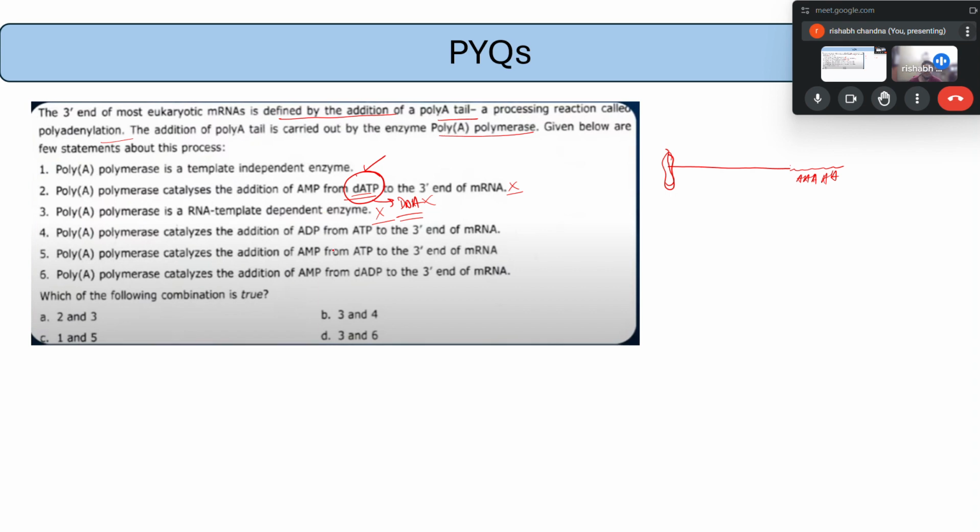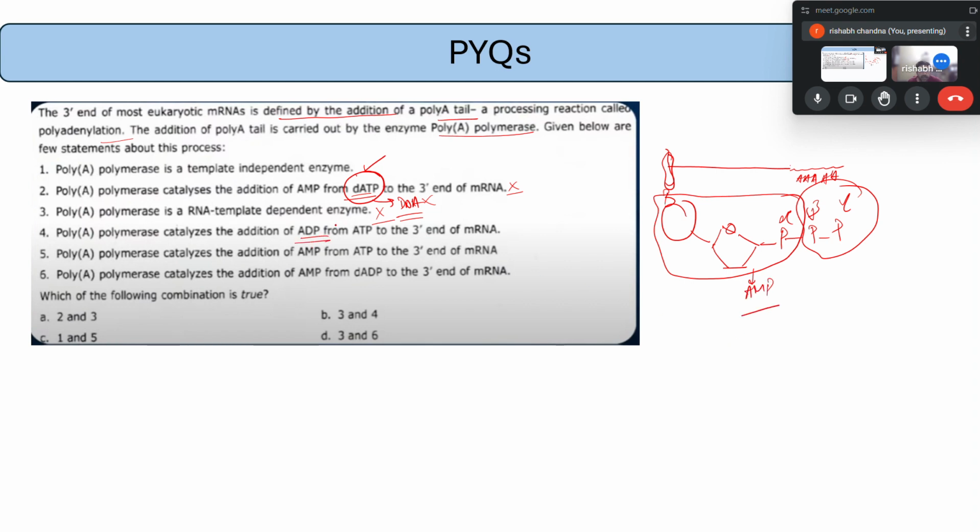Poly-A polymerase catalyzes the addition of ADP from ATP to the 3' end of the mRNA. No, because this is the base, this is the sugar, and these are the three phosphate groups attached. This is the gamma, beta, alpha. So only this portion is incorporated in the growing nucleotide chain. These are released. Okay, so this is AMP, and diphosphate is not there. So ADP will not come into the picture anywhere. So this is also wrong.